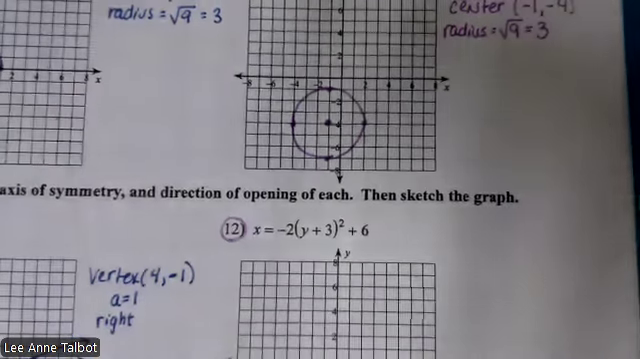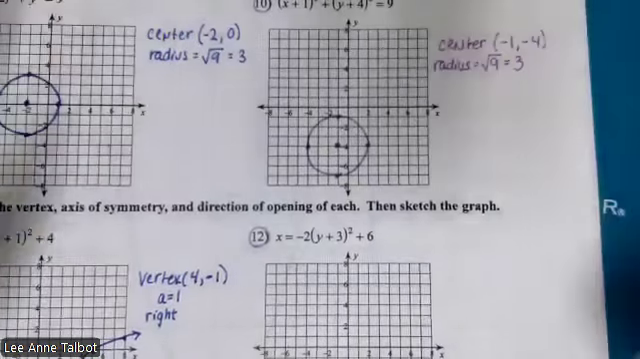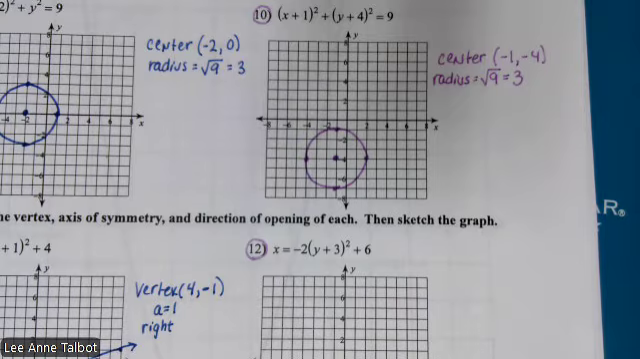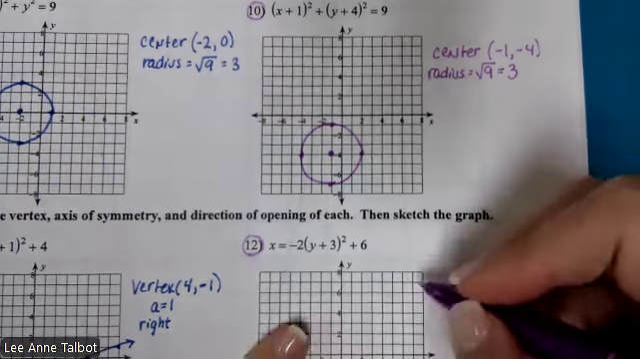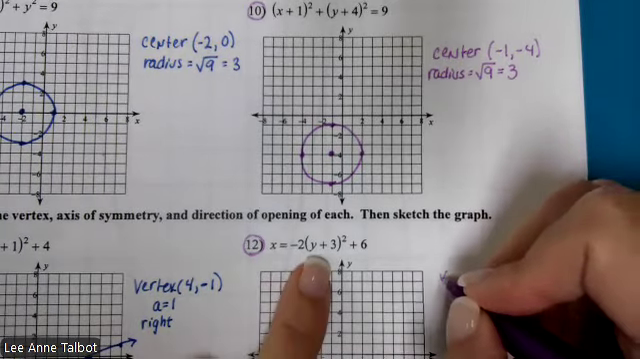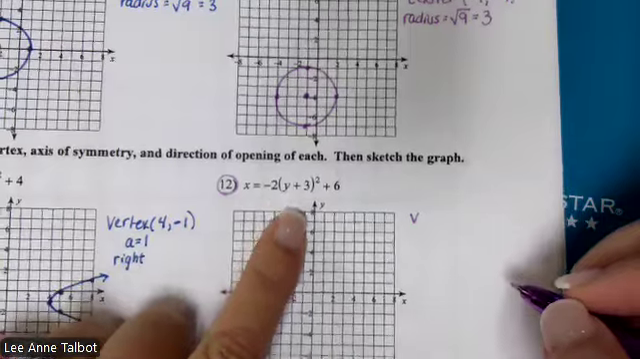Okay. Now, next one, number 12, is a sleeping parabola. How can you tell it's a sleeping parabola and not a regular parabola? Yeah, it's x equals, not y equals. Okay. So, and this one does not have an a value of 1. So we actually have to do some work.